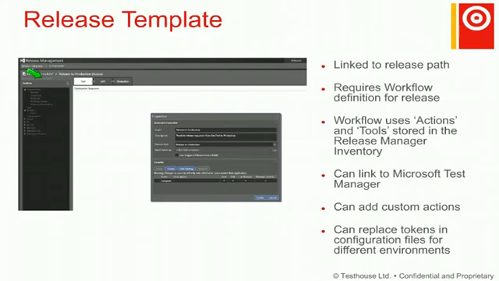You can link in test manager actions, so if you want to run some automated tests against different environments, you can plug test manager into it to say, I've run this release, can you validate it in UAT, just to make sure it has happened, and if it fails validation, you can tell it to roll it back. Easy to add custom actions, and you can put tokens in your configuration files, and the release manager will replace those tokens with the right values that you've predefined associated with the various environments and various servers.